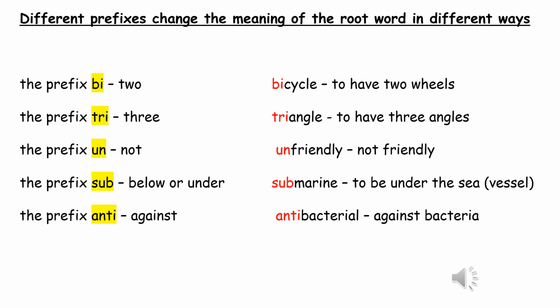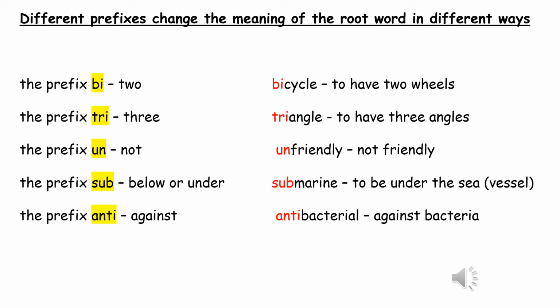And here we have a few more. These are our last few. Now there are of course many more, but we're only looking at a selected few. So the prefix bi means two. For example, bicycle, to have two wheels. The prefix tri means three, triangle, to have three angles.